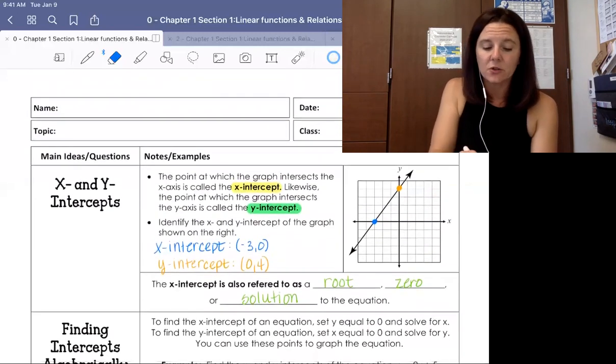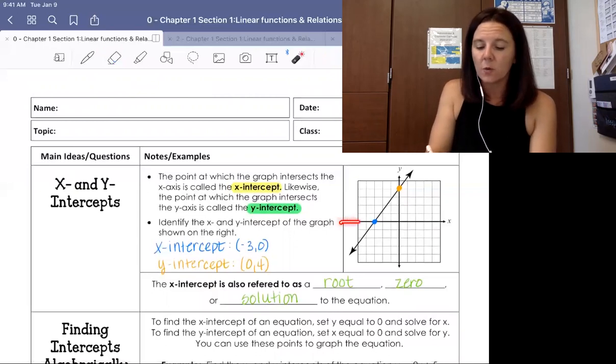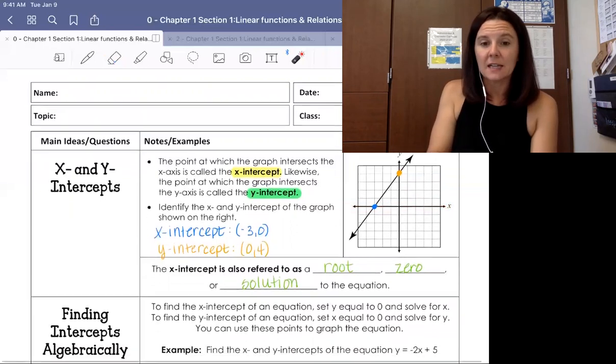To find the x and y-intercept, the thing we really want to keep in mind is that when we're looking at an x-intercept, where it crosses the x-axis, all of the points along that line have a y-coordinate of 0. Okay, so if we set y equal to 0, it will give us the x-intercept.